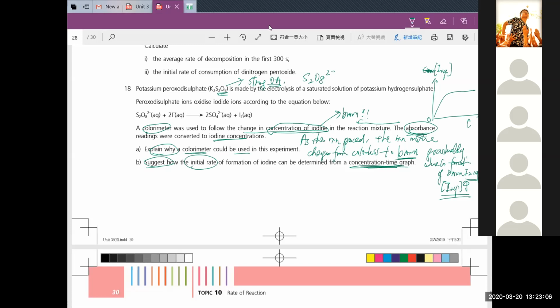First of all, draw a line. Draw a line where? And what will you call it? A tangent. Where will we draw the tangent? The initial rate is at time equal to 0.